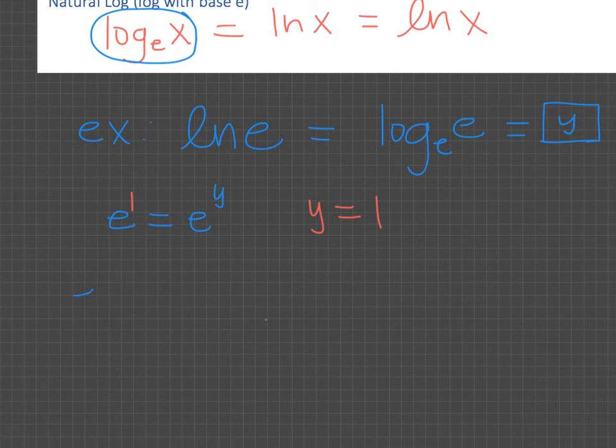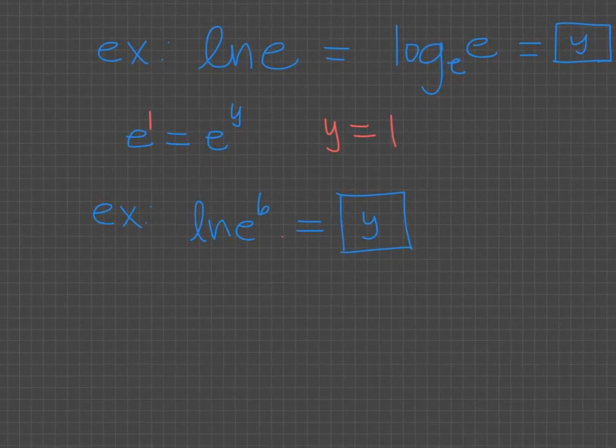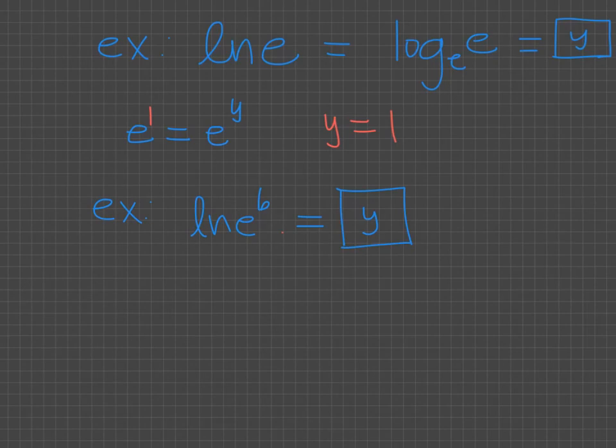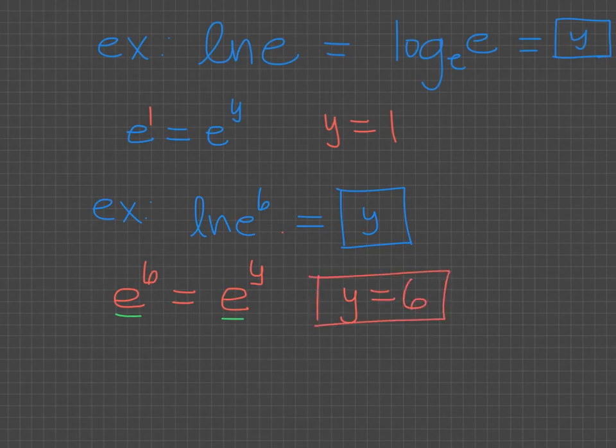All right, let's try another one. Let's say we have natural log of e to the 6th. We want to evaluate that. Again, it's something that we don't know. We can just call it y. And then we can rewrite it using exponential form. This time we have e to the 6th equals the base e to the y. We have the same base of e on both sides. That means that the exponents need to be equal. So we get y equal to 6.